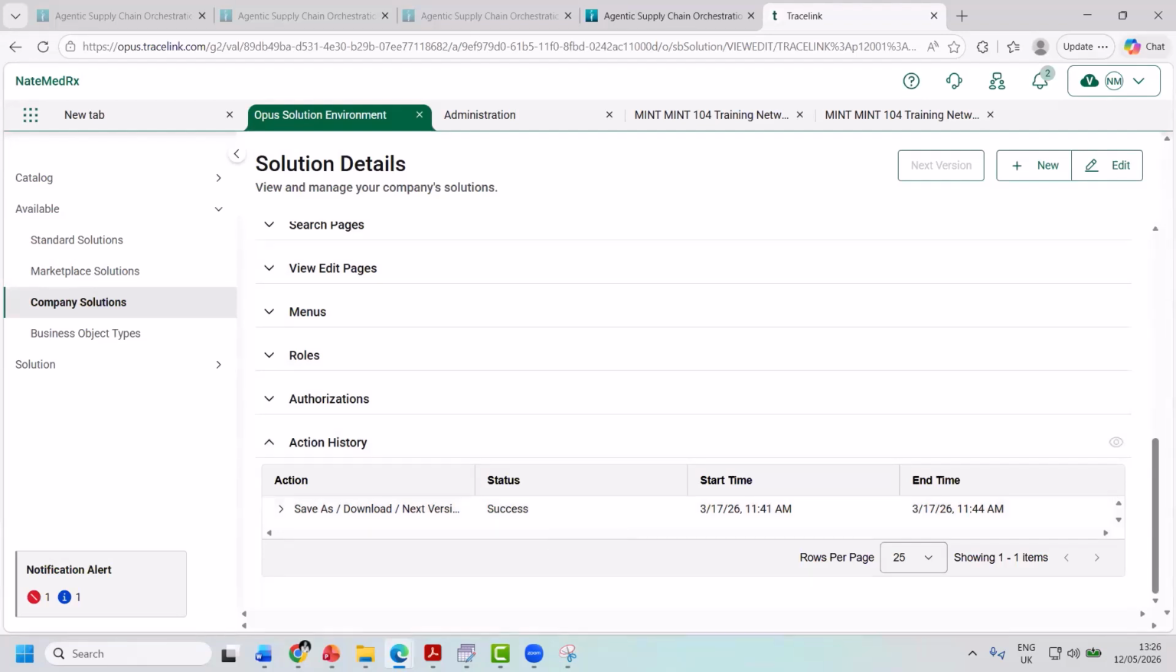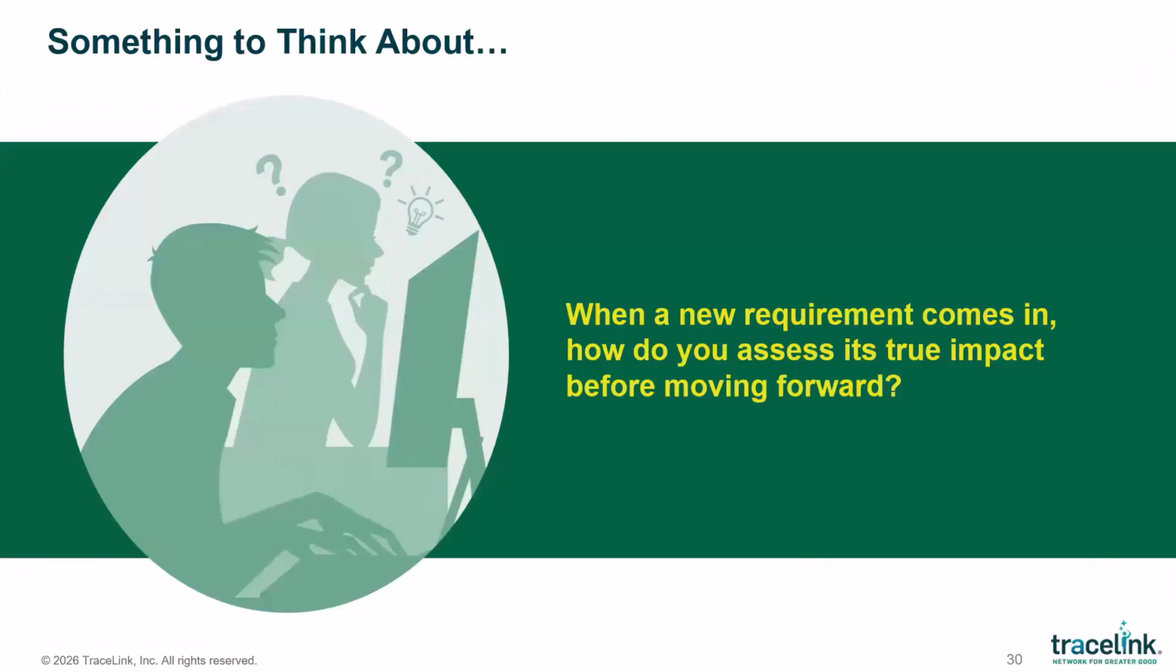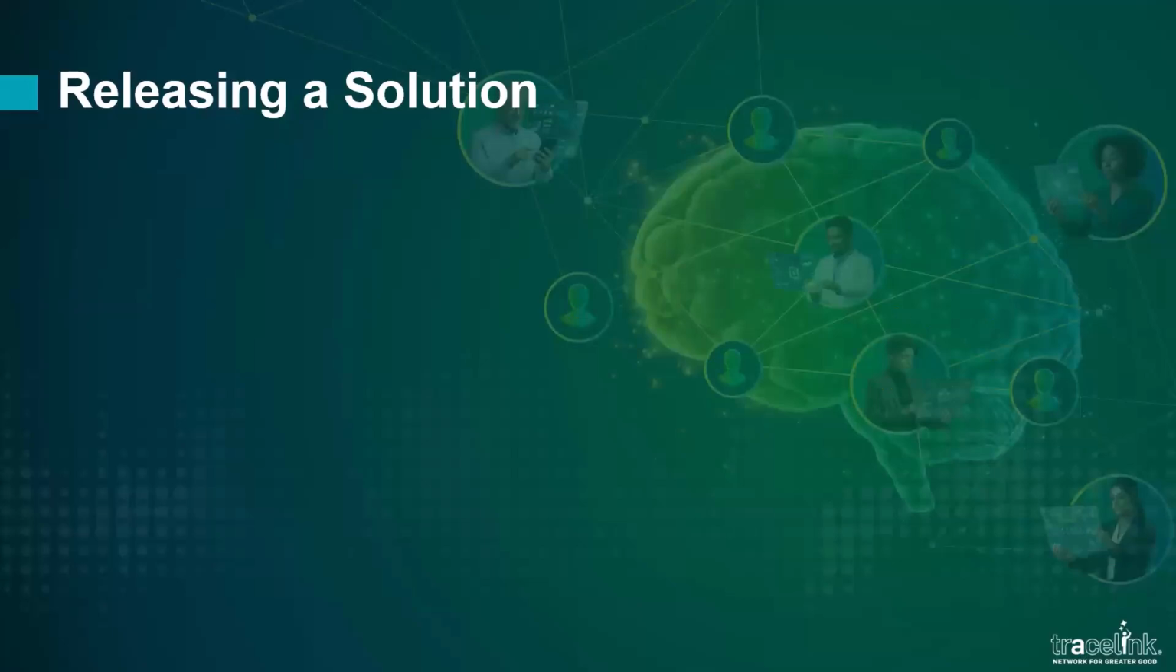Now, before we move on to how to release a solution, just again, something to think about here. When a new requirement comes in, how do you assess its true impact before moving forward? Some possible answers could be it's a configuration request or process issue, identify affected areas, and consider risks to live environments. Now on to releasing a solution.